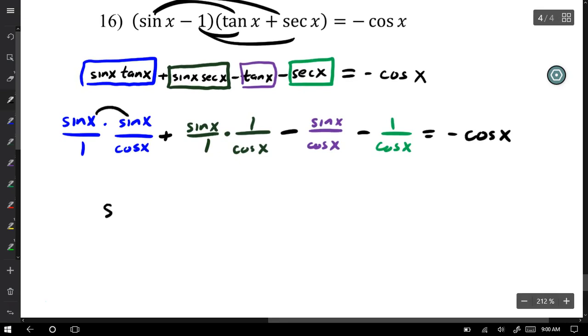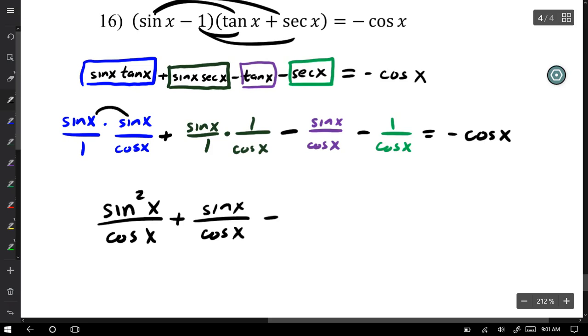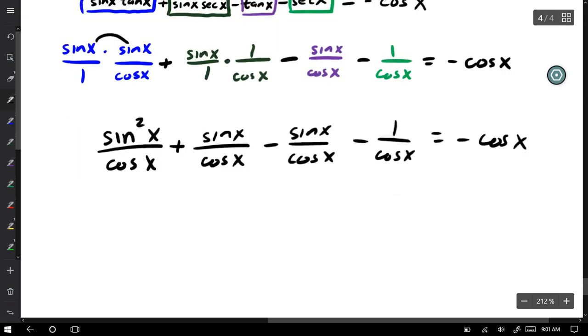Sine times sine is sine squared. So I have sine squared of x over cosine of x. And then I have sine of x times 1 over 1 times cosine. So plus sine of x over cosine of x. I have minus sine of x over cosine of x, the purple one, can just drop down, minus 1 over cosine of x. So I have common denominators between all of them.